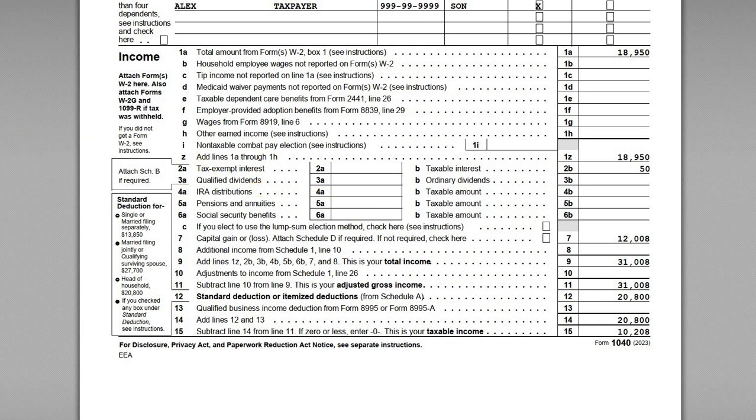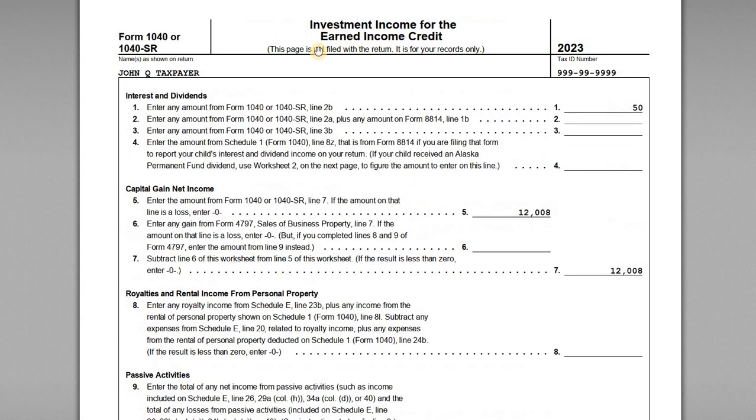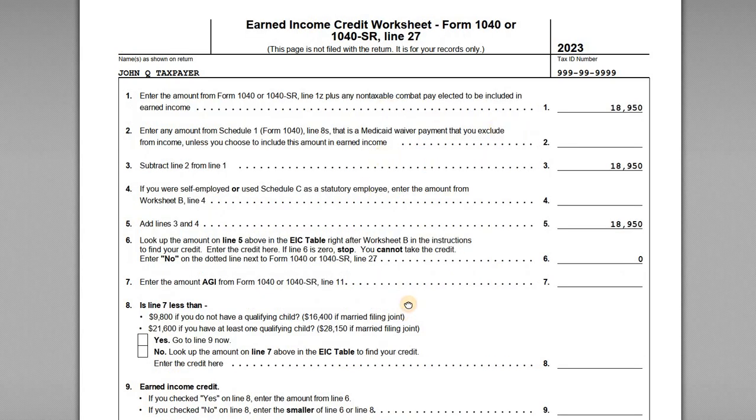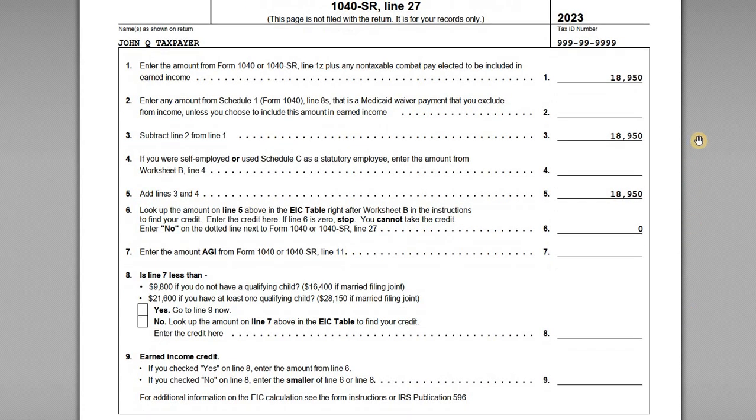So if we have a look at the earned income credit worksheet, there's two worksheets to keep in mind. We have the earned income credit worksheet, and then the other worksheet is the investment income worksheet for earned income credits. So most of the time, taxpayers will just be working with this worksheet here. So the way this worksheet works is you calculate the credit on your earned income, and then you calculate the credit on your overall AGI, and then you take the lesser of the two amounts.